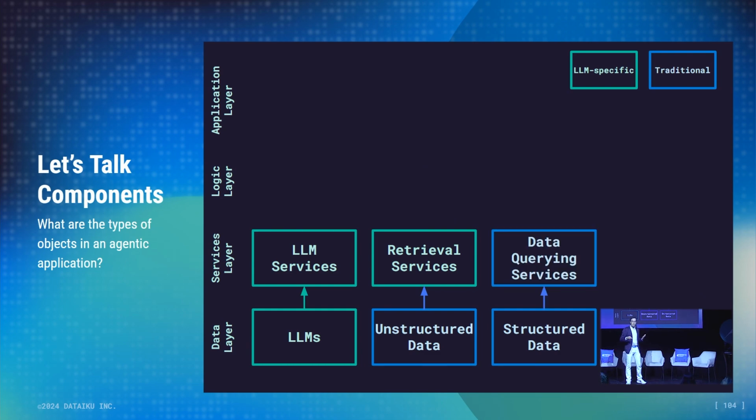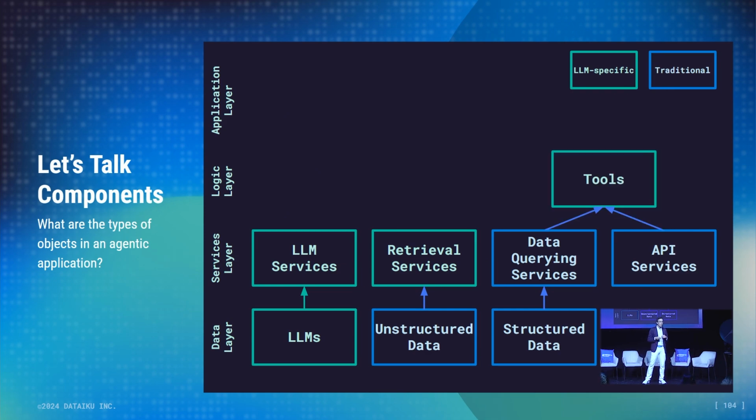If we continue, of course, we add a blue rectangle, data querying services, all of your different databases that you've always had, nothing new there. And I add another one, API services, which is obviously vast, but that's going to be one of the powers of this new architecture paradigm, being able to tie into the entire host of API services that are out there. Those two come together in what we are going to consider tools that we're going to make available to these systems. Also then at the logic layer are prompts.